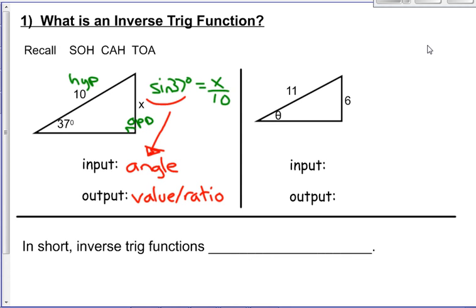Now let's do it the other way around. We're going to look for theta in this case. This is opposite. This is hypotenuse. You might set up the following equation. Sine theta is 6 over 11. And then to find the angle, we'd go theta is the inverse sine of 6 over 11.